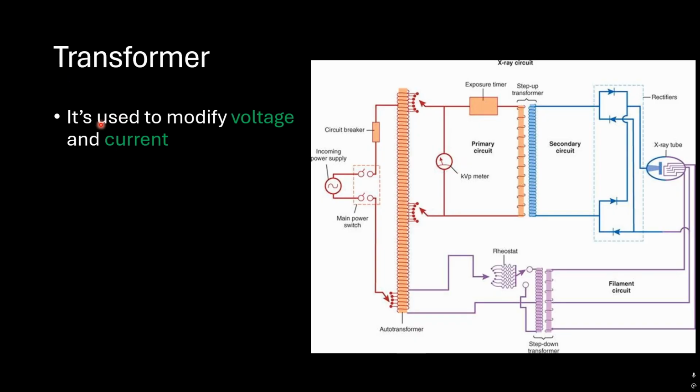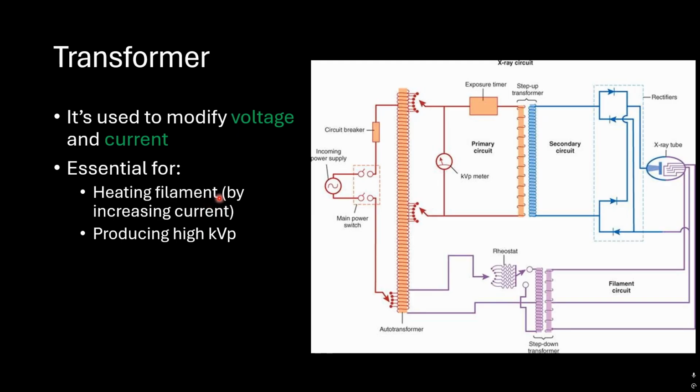So first, the transformer. It's used to modify voltage and current. By transformer, we can increase voltage and decrease current, or decrease the voltage and increase the current. It's essential for heating the filament by increasing the current. As we increase the current by the transformer, we are heating up the filament, which will release the electrons as a result. And by transformer, we can also produce high kVp, and we need to do both to produce X-ray.